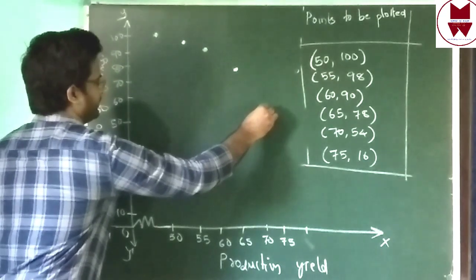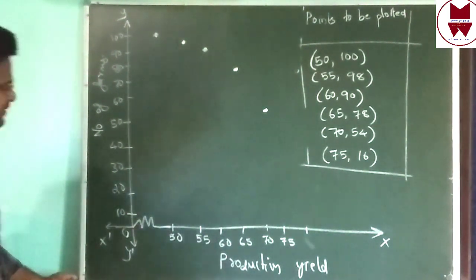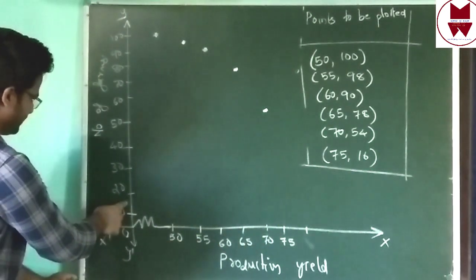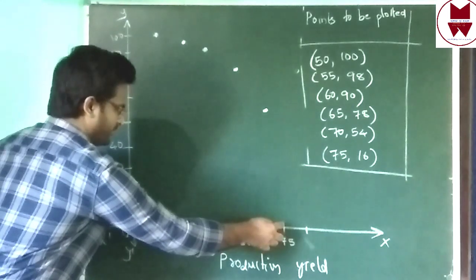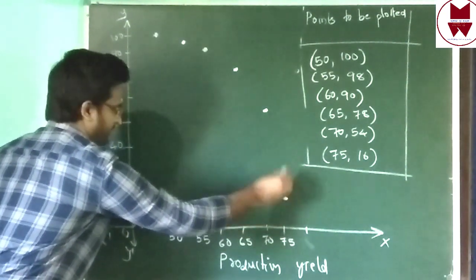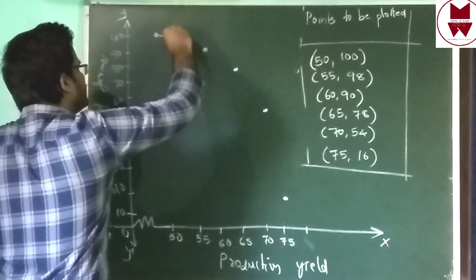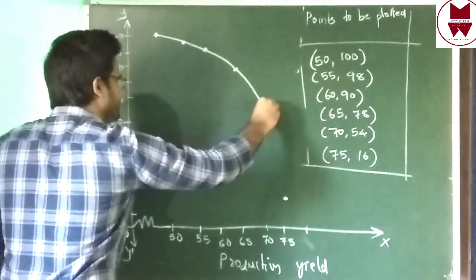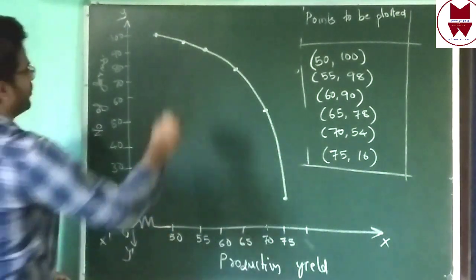Okay. Then last, 75, 16. This is 75. 16 means nearby 20, in between 10 and 20. It's like 75, 16. Now we have all the points. Join all the points. This is our more than ogive.